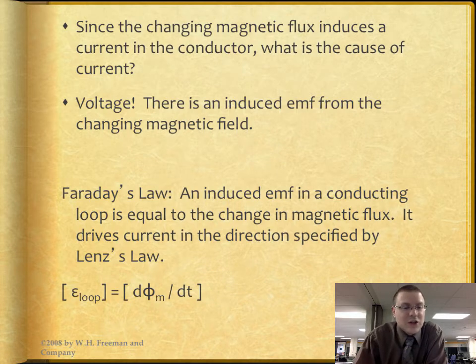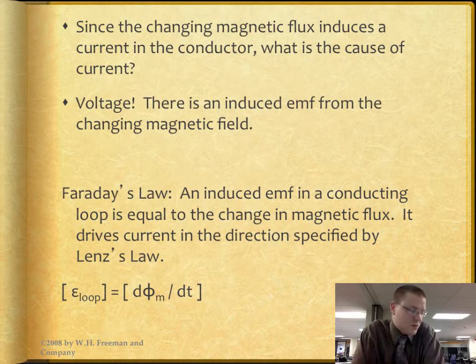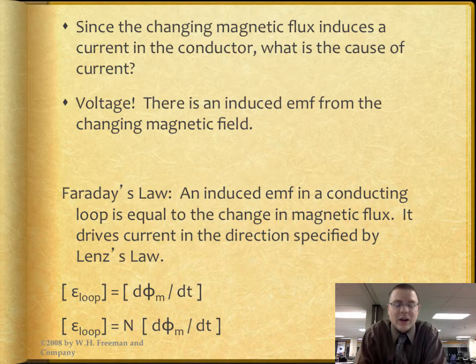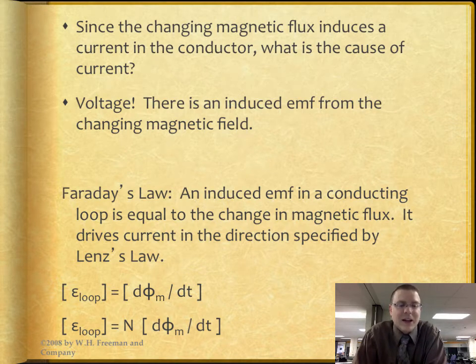Faraday's equation says that the induced EMF in the loop, or the induced voltage in a conductor, is equal to the change in magnetic flux over time. Now if there are multiple loops, we're going to have to put a large N there to indicate the number of loops with the magnetic flux that is changing. So this is how you'll see it written: N dΦ/dt is the induced EMF in a conductor.